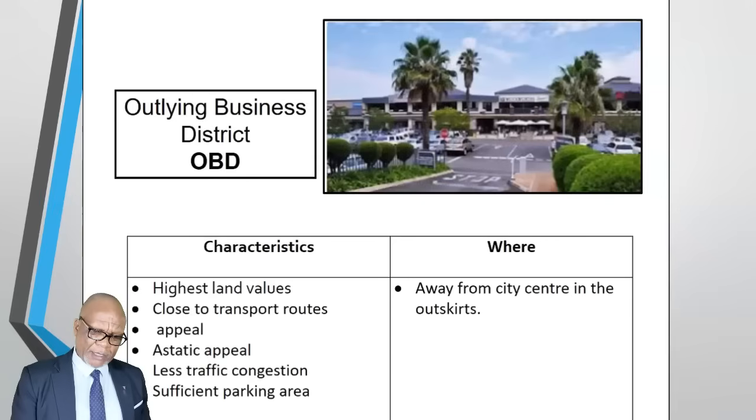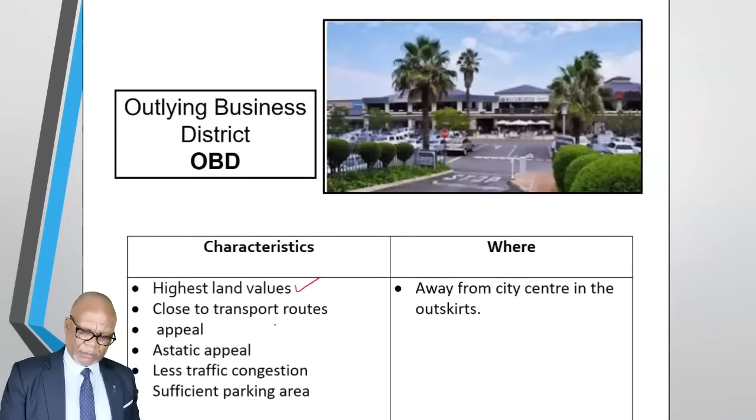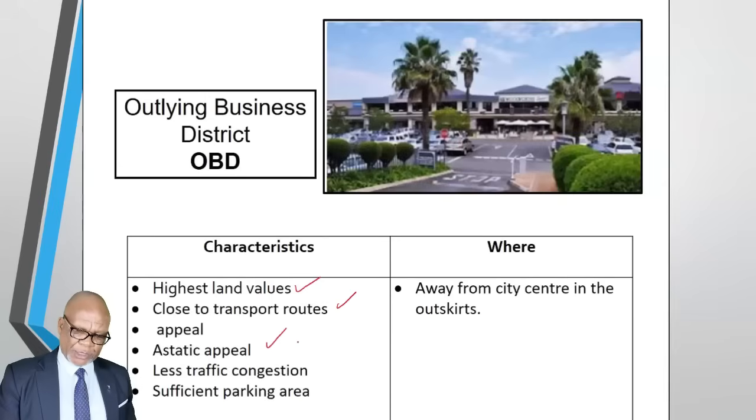And now, what are the characteristics? They are characterized by a high land value because the land there is clean. There's a lot of vegetation that is absorbing carbon dioxide there. And then it is closer to transport routes for accessibility. It's got aesthetic appeal, which means it's beautiful. There is less traffic congestion because of decentralization, and it has sufficient parking space.